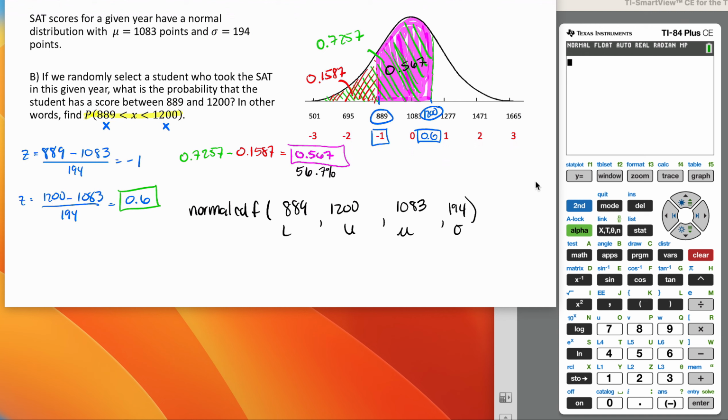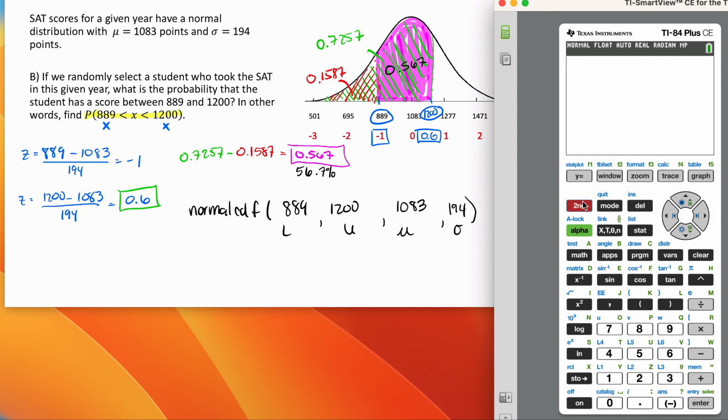So on your calculator, I'll show you here, we're going to use second vars, which takes us to the distribution. Choose option 2 for normal CDF. Put in your lower bound, your upper bound, the mean, and the standard deviation value, and then press enter. And then you'll see that we get an answer that is very, very close to what we got using the z-scores and the z-table. So here there is a slight difference, and that difference is just due to the fact that we rounded. Okay.